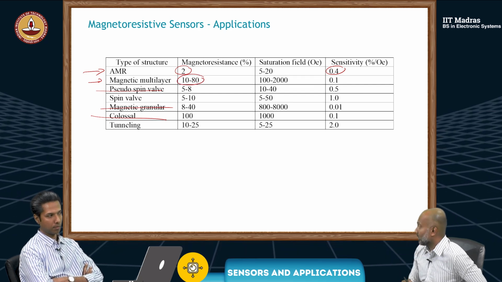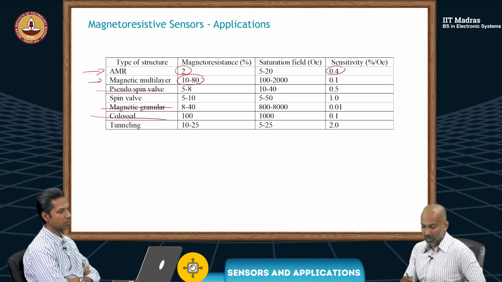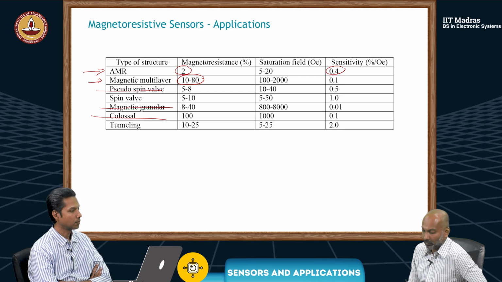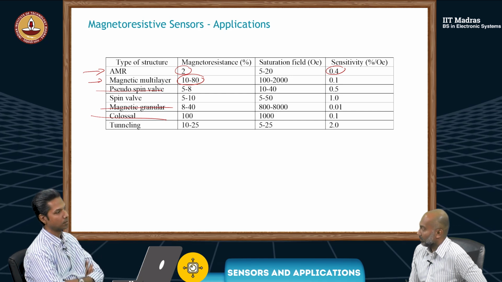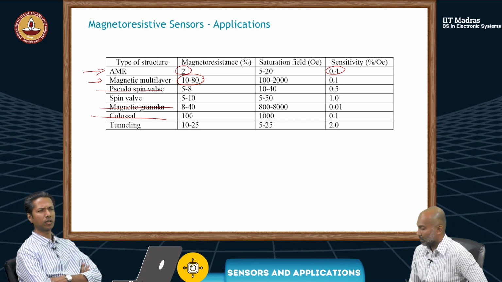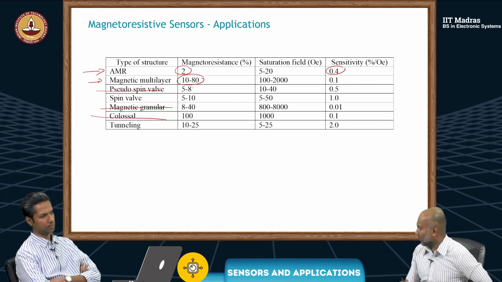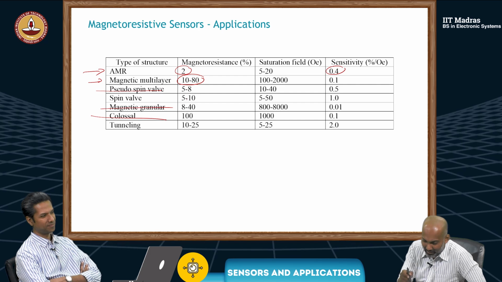So why didn't we use this? Why don't we use this one? Why do we have to use the spin valve? Spin valve, you said that adds more linearity. There's more linearity, okay, but 80% compared to 10%.